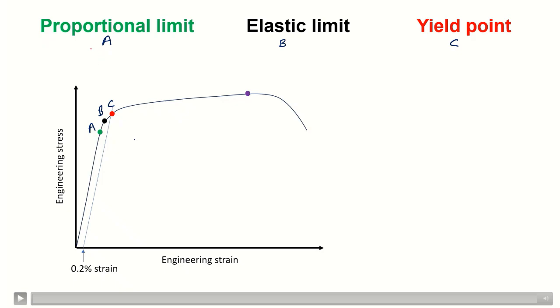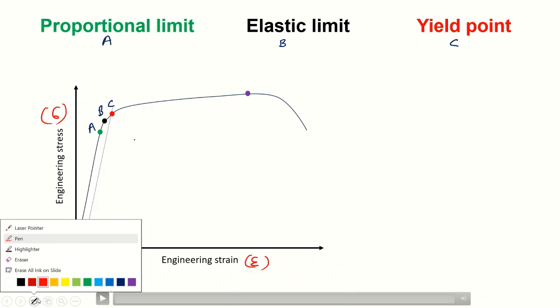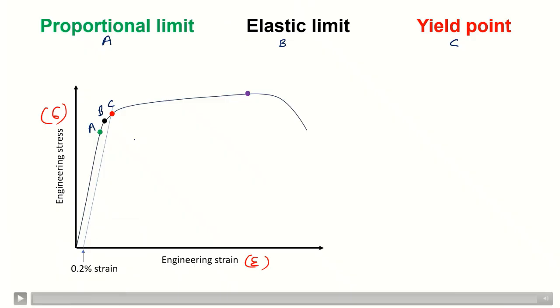So let us understand what is proportional limit, elastic limit, and yield point. So in the engineering stress strain curve, you can see here, point A is known as the proportional limit, where stress is directly proportional to strain. So this is also known as Hooke's law.